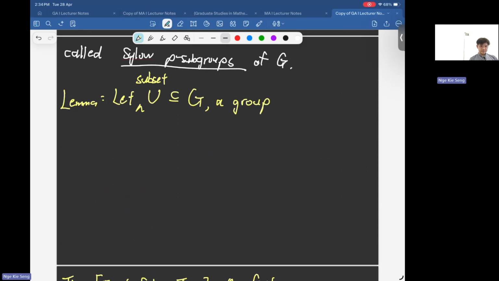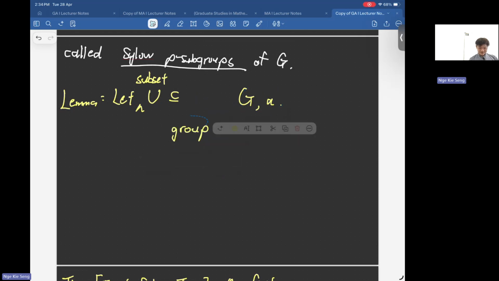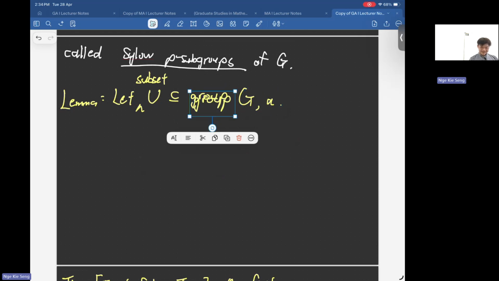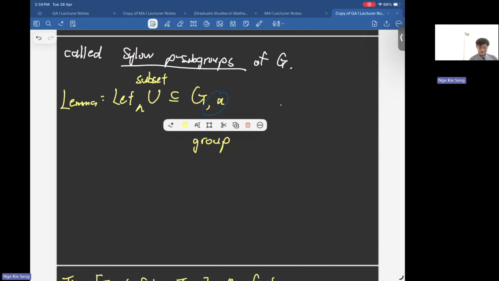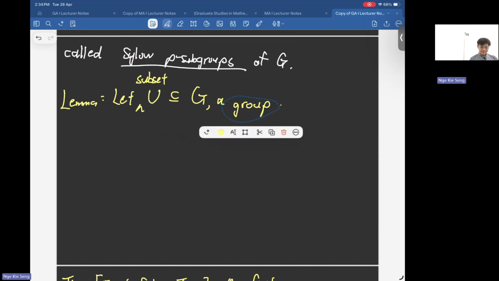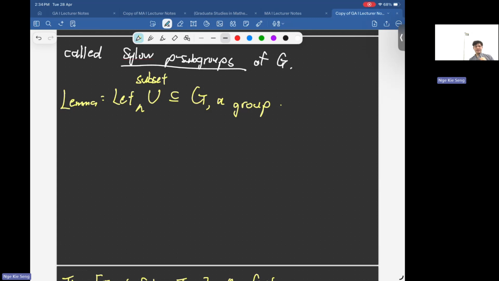Can I write like this? Is this proper English? If I put it in front here, also very funny, right? Okay, let me put it at the back. Maybe write the shorthand. Let this be a subset of G. G is a group.